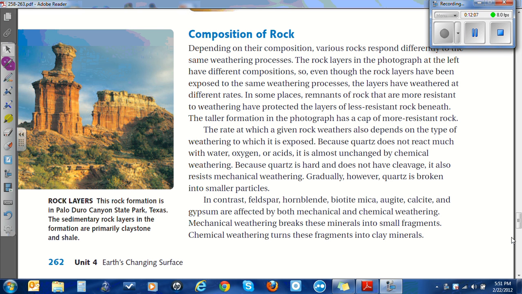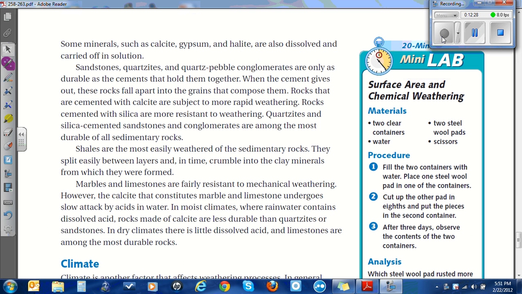In contrast, feldspar, hornblende, biotite mica, augite, calcite, and gypsum are affected by both mechanical and chemical weathering. Mechanical weathering breaks these minerals into smaller fragments. Chemical weathering turns these fragments into clay minerals. Some minerals, such as calcite, gypsum, and halite, are also dissolved and carried off in solution.